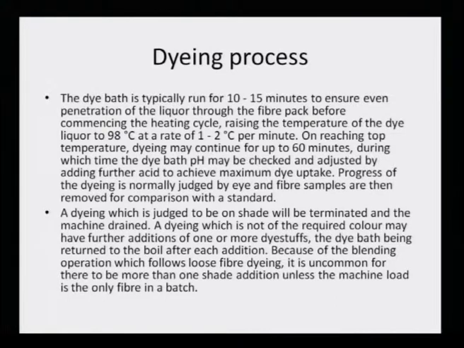A dyeing judged to be on shade will be terminated and the machine drained. A dyeing which is not of the required color may have further addition of one or more dye stuffs, the dye bath being turned to the boil after each addition. Because of the blending operation which follows loose fiber dyeing, it is uncommon for there to be more than one shade addition unless the machine load is the only fiber in the batch. So, variation in shade can be corrected, but variation in color cannot be done in one go.